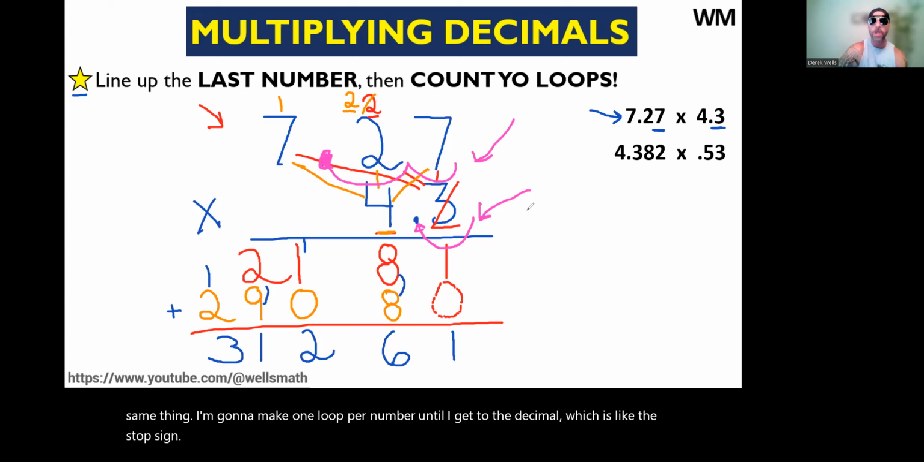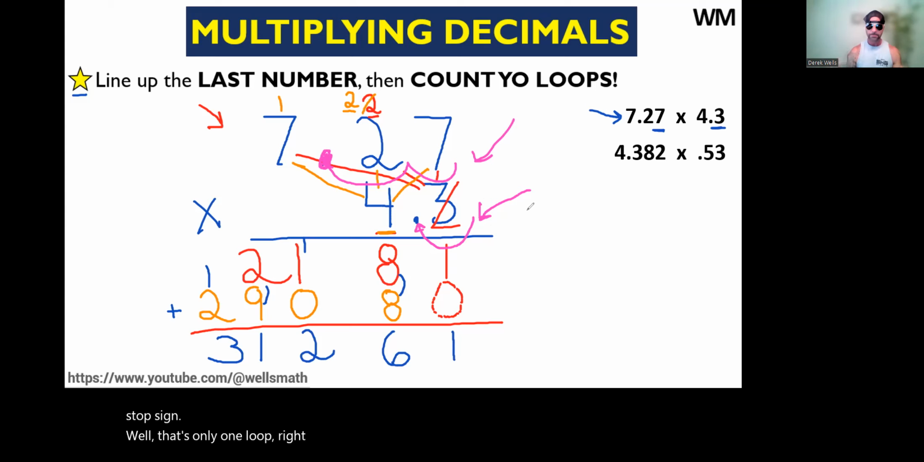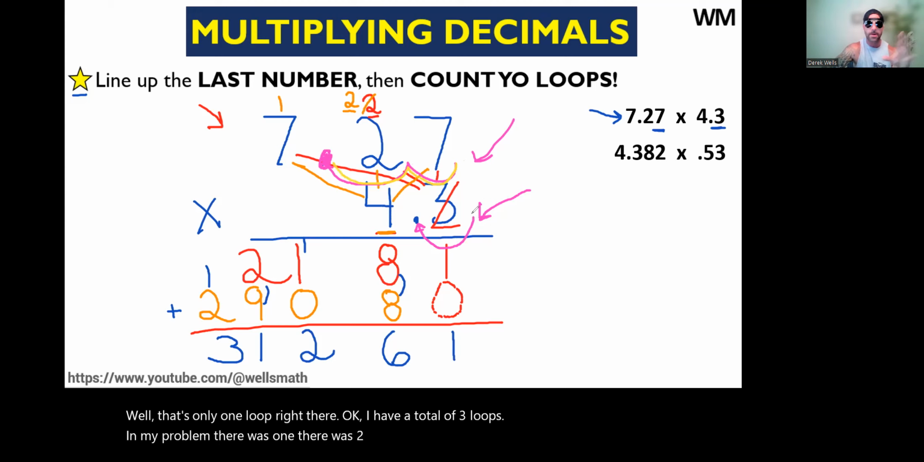Well, that's only 1 loop right there. Okay, I have a total of 3 loops in my problem. There was 1, there were 2 on top, and then there was 1 right there. So there were 3 total loops.